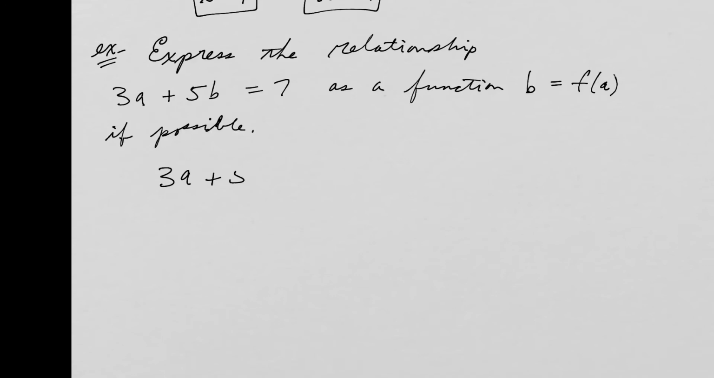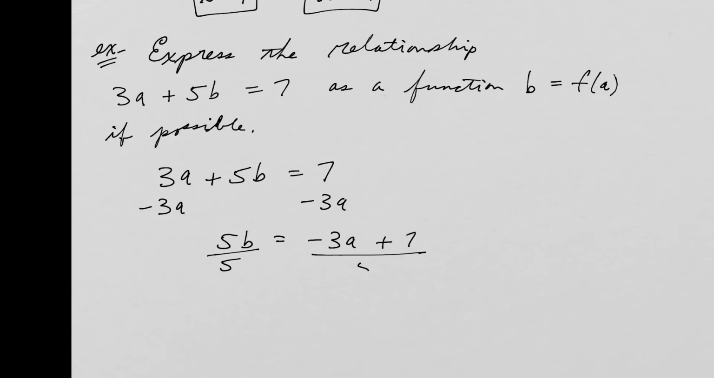So I'm solving this equation for b. Well, to do that, I'd have to subtract 3a. So I have 5b is equal to negative 3a plus 7. And then I'd have to divide by 5. So I'm going to get b is equal to negative 3/5 a plus 7/5.